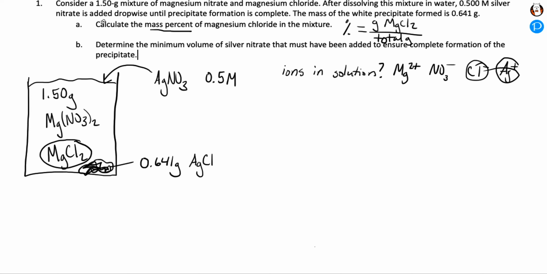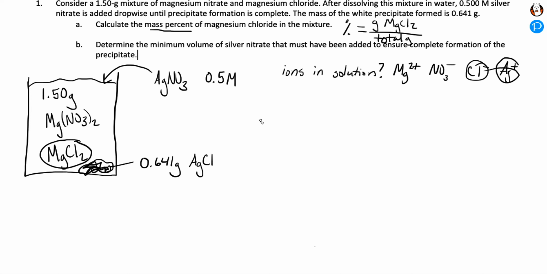Now notice they said that we added that until that precipitate formation is complete. So the reaction was, they used up everything they could until the reaction was done, meaning all of those chloride ions were used up. So however many chloride ions that were in this original mixture, all of them were used up to make this 0.641 grams of silver chloride. So my next step, I need to convert this 0.641 grams of AgCl to grams of MgCl2, which we know that process pretty easily at this point.